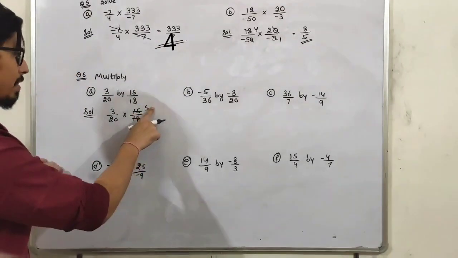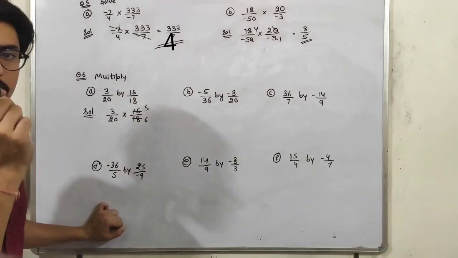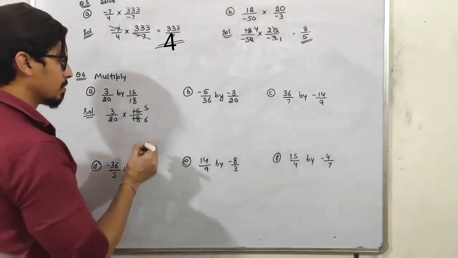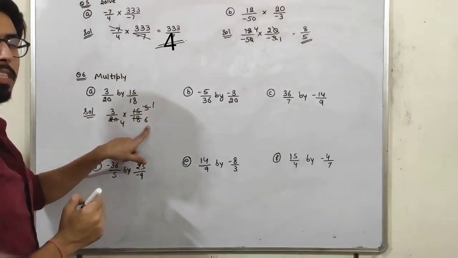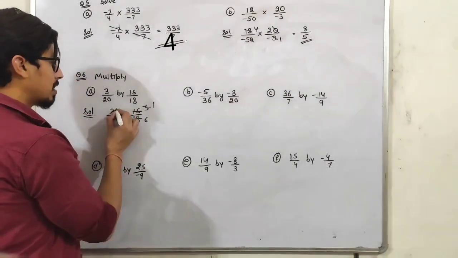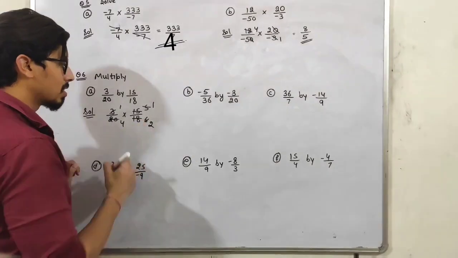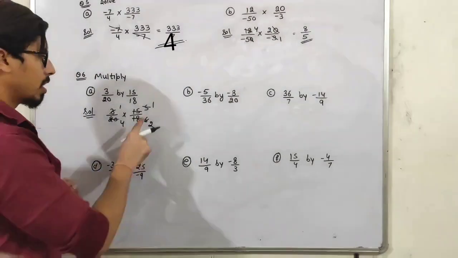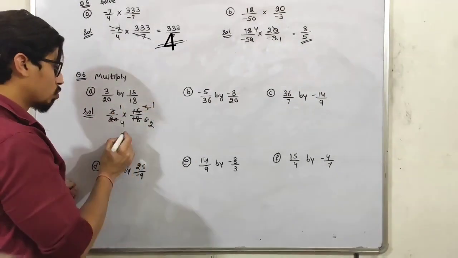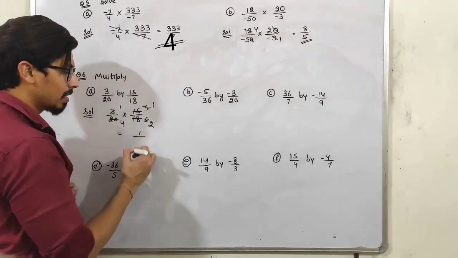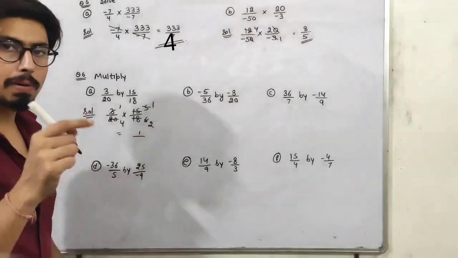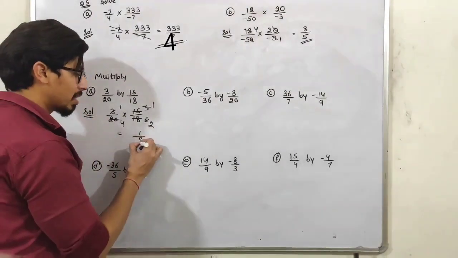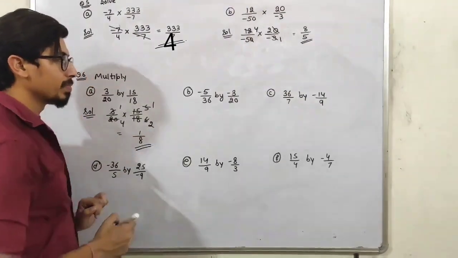Okay, see this 5 and 20 can be cancelled out because 5 ones are 5, 5 fours are 20. Now this 3 and 6 can be cancelled out because 3 ones are 3, 3 twos are 6. In the numerator we have 1 and 1, so when 1 is multiplied, we get 1. In the denominator we have 4 and 2, so 4 multiplied by 2 gives 8. So the answer is 1 by 8.